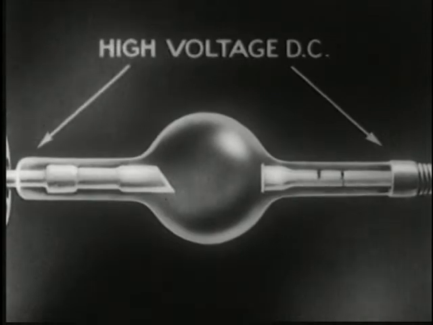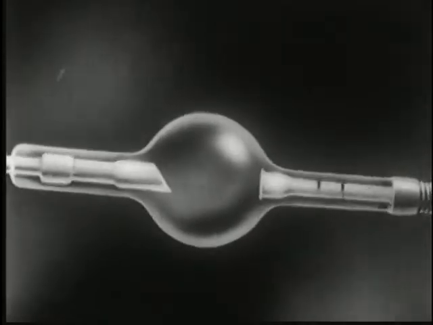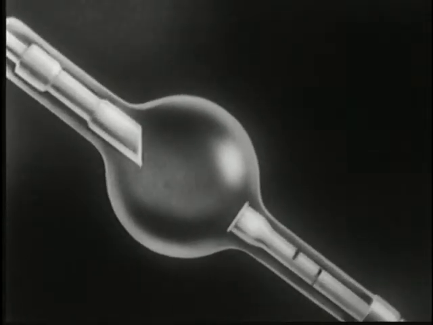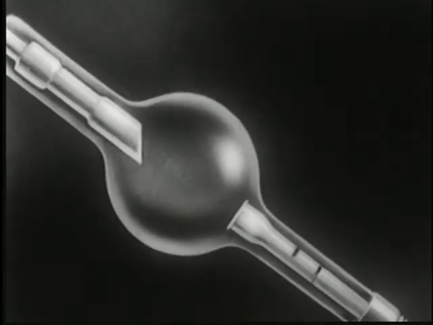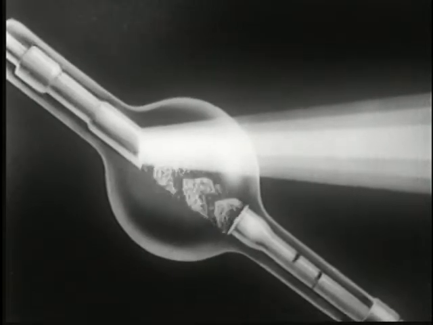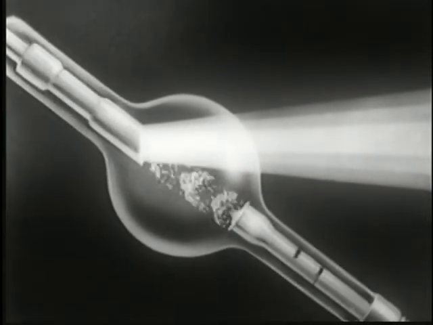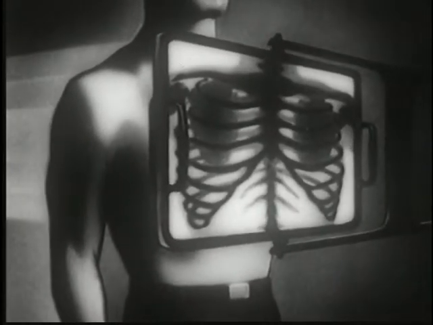A high potential ranging up to 300,000 volts or more is applied between the anode and cathode. Electrons are emitted by a focusing cathode. Due to the extremely high voltage, the electrons hit the anode with tremendous impact and cause the emission of waves of exceptionally high frequency. These high-frequency waves do three useful things: penetrate, excite fluorescence, or affect photographic plate.